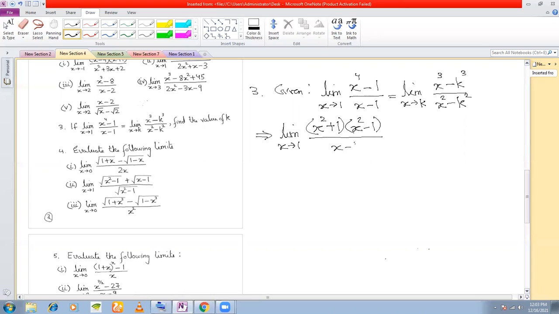Divided by x minus 1. On the right hand side, again, if you put x is equal to k, you're going to get denominator equal to 0, which is an indeterminate form, right? So what you do is you factorize the numerator here also by a cube minus b cube formula. You have a square plus ab plus b square divided by x square, and you write this as x plus k into x minus k, the denominator.